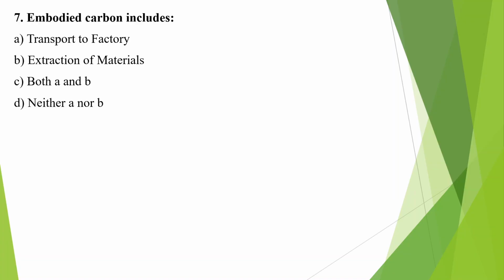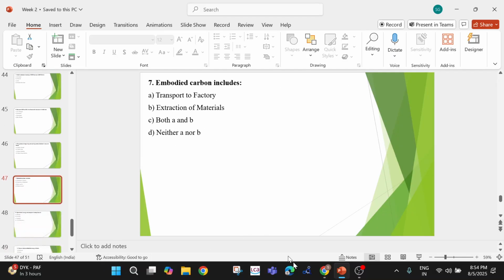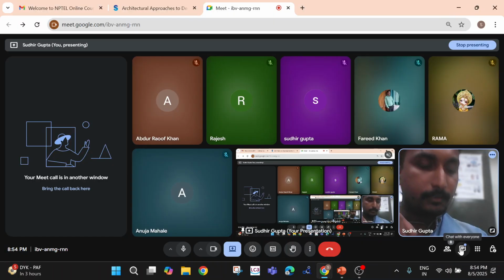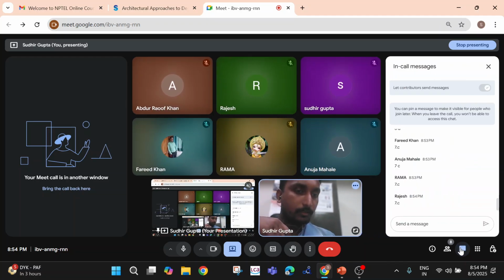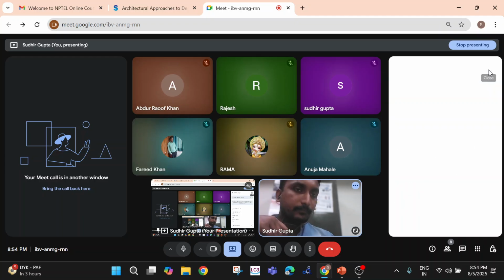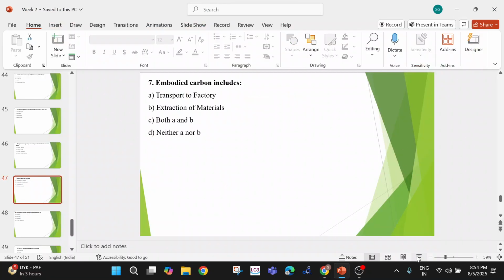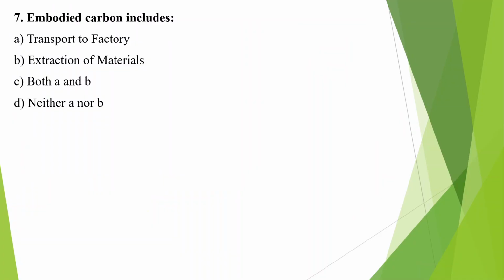Let's see how many of you have answered. I think we have made several discussions on this, and all of you have given the correct answer, option C. None of you are in doubt or have any misunderstanding about the concept of embodied carbon. So it is both option A and option B, which includes both extraction of material as well as transport to the factory.